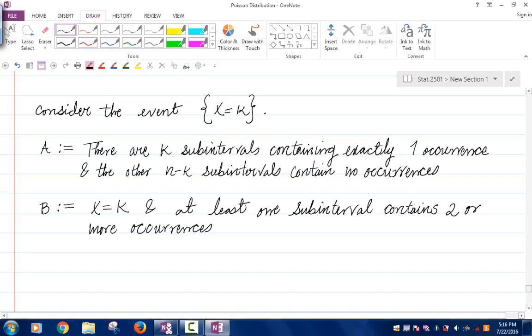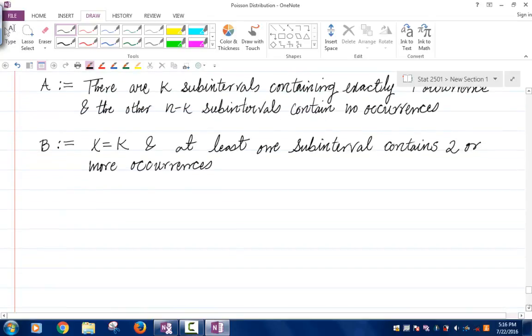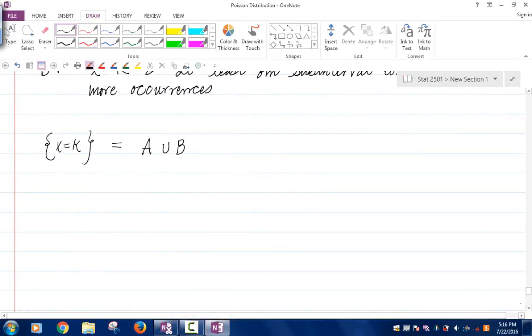Okay, so these two events are exhaustive events. That is, the event that X is k can be divided into these two exhaustive events A and B. In other words, the event that X is k is the union of A and B, and this is a disjoint union, obviously. So what we need to do now is find the probability of A and B, because if we can find those, we can then find the probability that X is k.